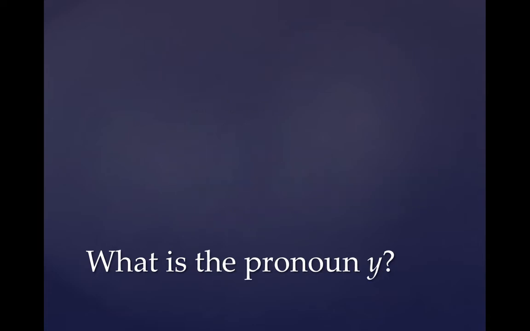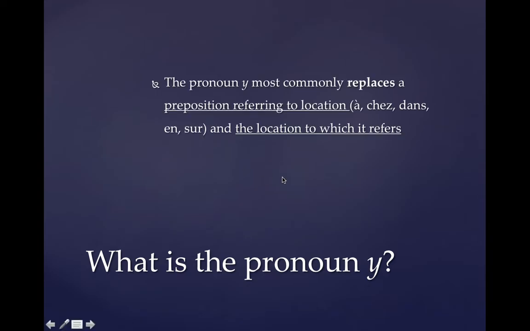So let's start with our first one, the pronoun y. It is the letter Y, but it is pronounced e. And the pronoun y most commonly replaces a preposition referring to a location and the location to which it refers. So if you have a phrase that talks about where something is located, that's the most common use of the pronoun y, is to replace that phrase.